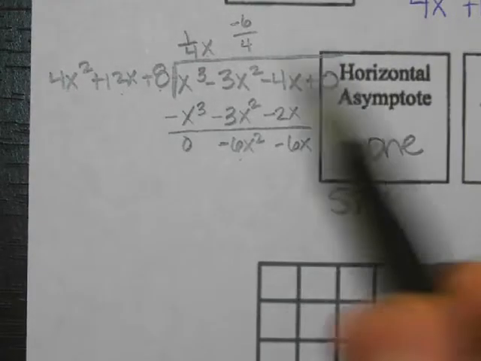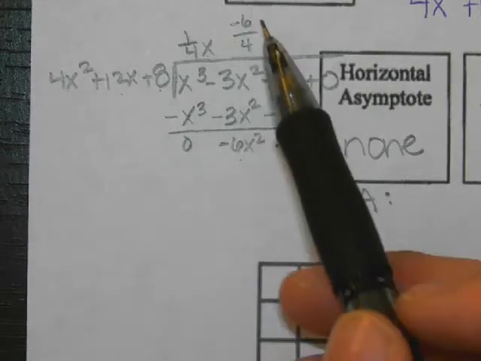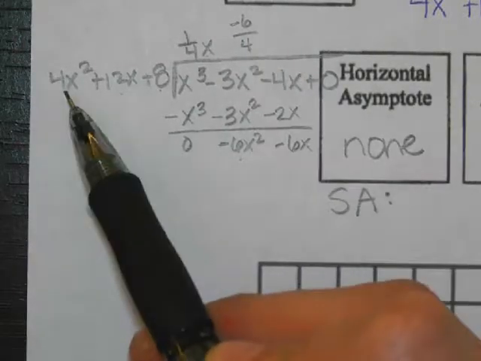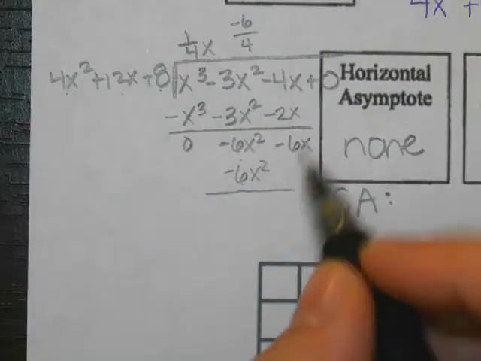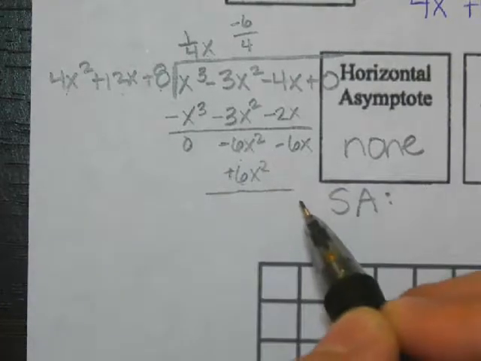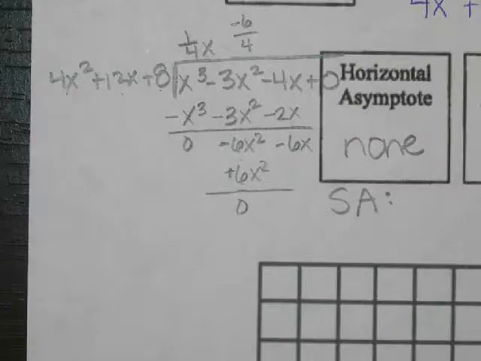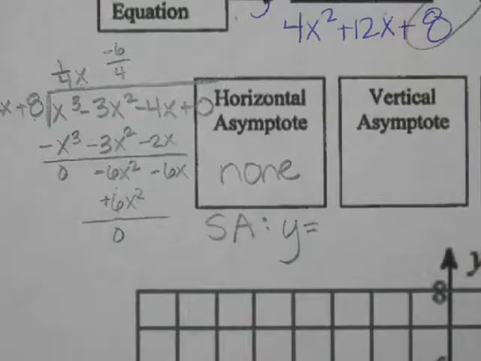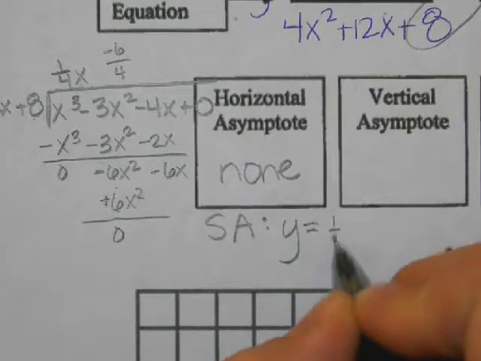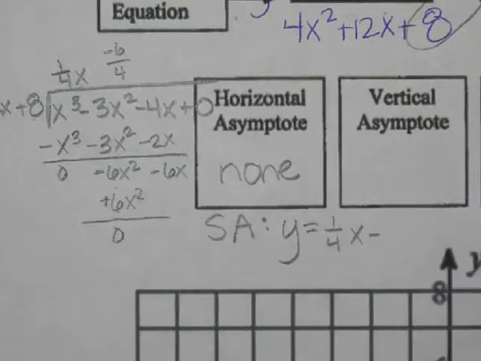Okay. So I'm just going to double check and make sure I did it correctly. So I'm going to do negative 6 over 4 times 4x squared. That's negative 6x squared. And when I subtract that, I draw the line and change my sign. And do I get 0? Yes, so that means I did it right. So my slant asymptote is going to be y equals 1/4 x minus, and now we can simplify that fraction, 3 over 2. Marvelous.